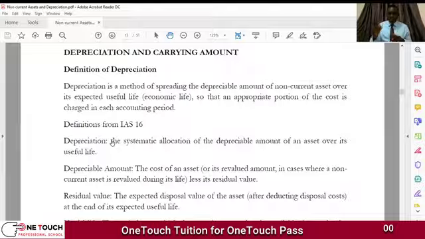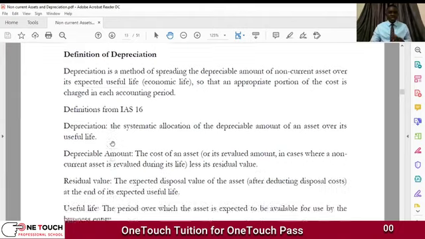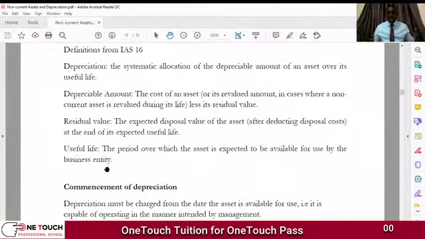What is residual value? Residual value is the expected disposal value of the asset after deducting disposal costs at the end of its expected useful life. So the amount that will be realized from the sale of the asset at the end of its useful life, less any cost to sell. That's the residual value or the scrap value of the asset. Useful life is the period over which the asset is expected to be available for use by the business entity.